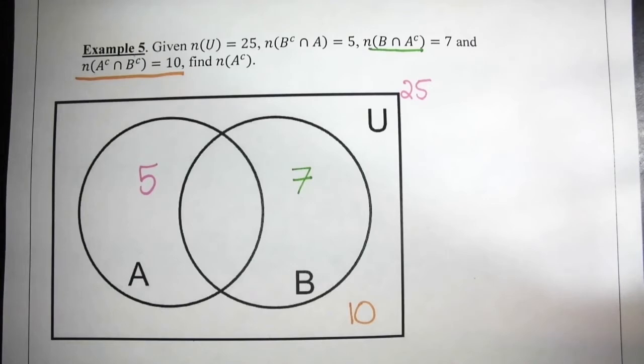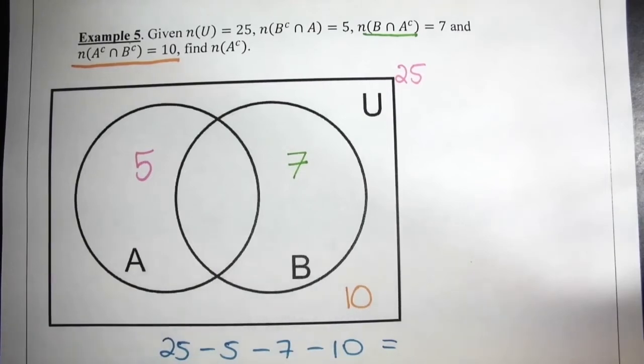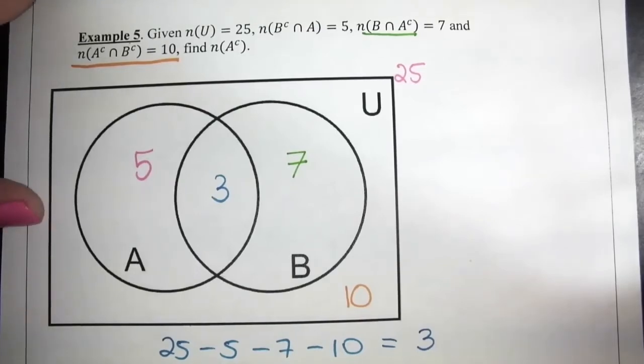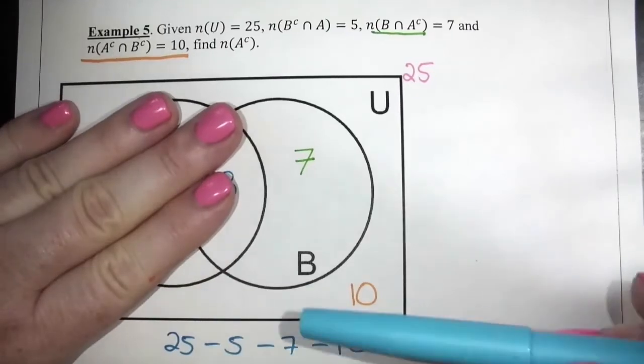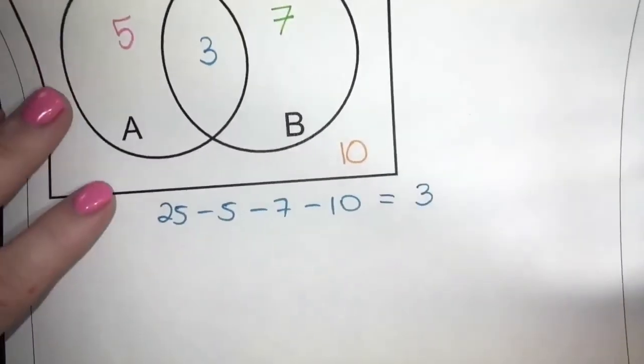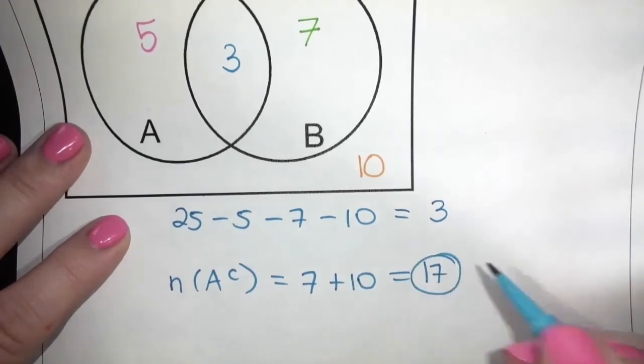What do you think? Well, we've got 25 is the total of the whole diagram, and we know all except for the middle. So we take 25 minus 5 minus 7 minus 10, and that will give us how many are left. So that's 10, 17, 22. So 25 minus 22 would be 3 left for the middle. And then we want number in A complement. So that means outside of A. So cover up A. Don't forget about the 10 out here. And everything not in A would be the 7 plus the 10. And so number in A complement, 7 plus 10 is 17.